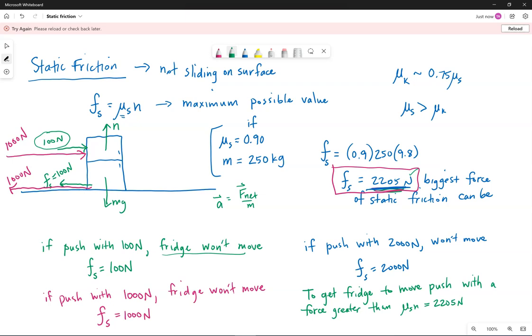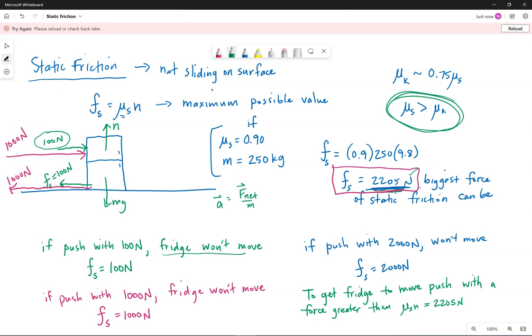Because the coefficient of kinetic friction is smaller than the coefficient of static friction, it's easier. That kinetic friction force that is opposing the motion is smaller than the 2205 newtons. And so to keep pushing it, it's not as hard to keep it moving because you're now just counteracting that kinetic friction as opposed to trying to exceed the static friction.